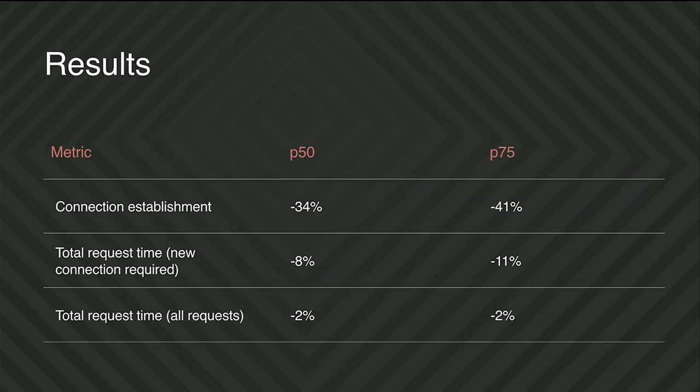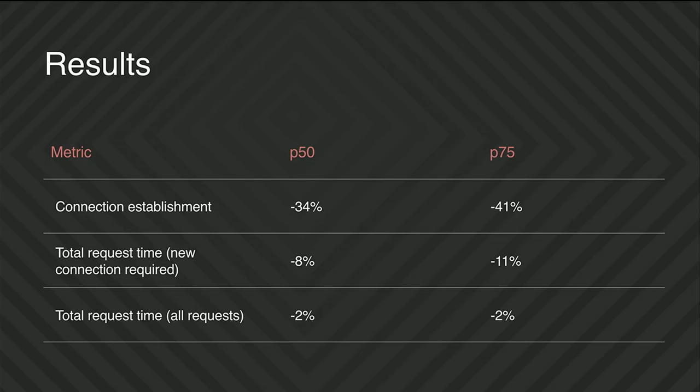Great. So we deployed this in our Android and iOS apps, and we got some really awesome results from it. As expected, we saw our connection times go down by about 41%. Our total request times go down by about 11%. And overall, including connection reuse and resumption, we saw this go down by 2%. Now, you might think 2% is not a big number. Like, you did all this work for 2%.